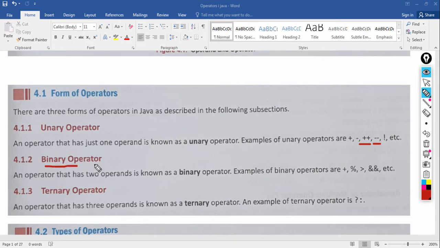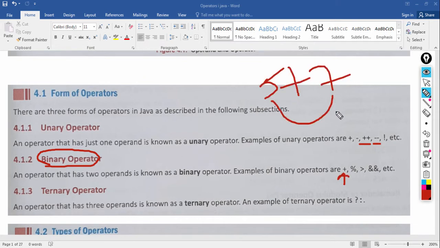What are binary operators? Binary operators are those operators which require two operands. For example, 5 plus 7. In this case it is taking 2 operands, that is why it is known as a binary operator.